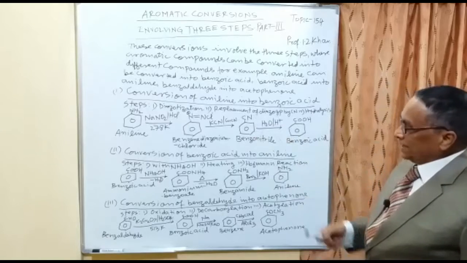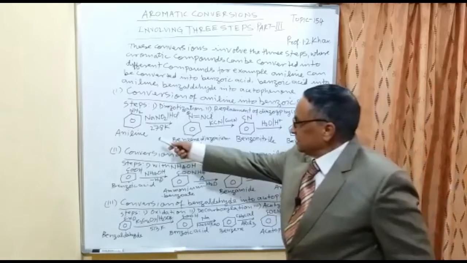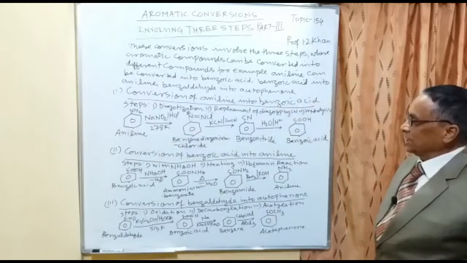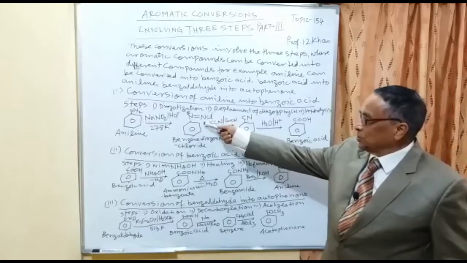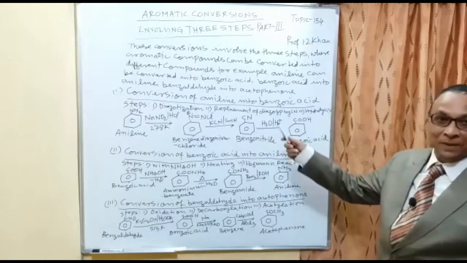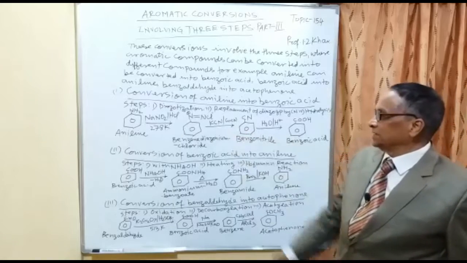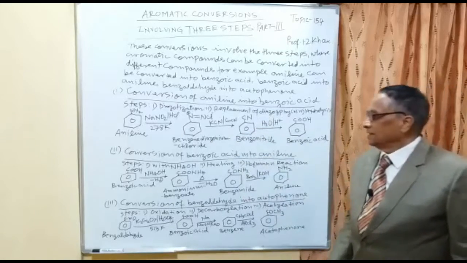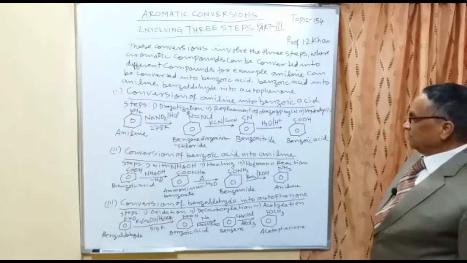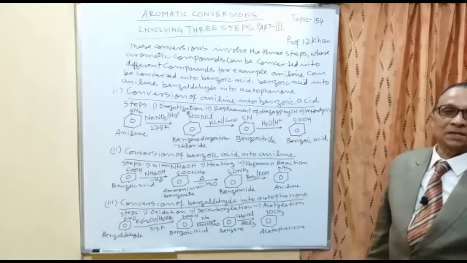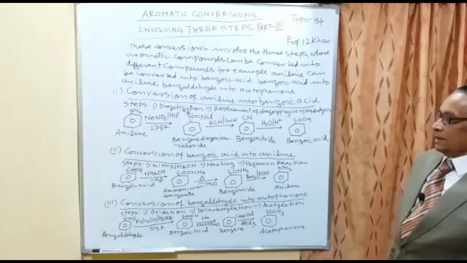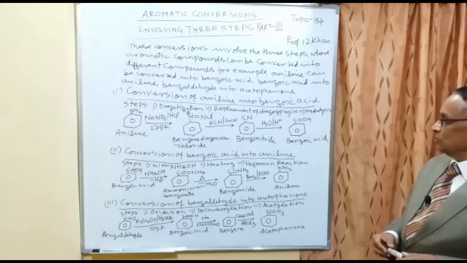In the first step, aniline will undergo diazotization. That is, when aniline is treated with NaNO2/HCl, diazotization will take place and a diazonium salt will be produced, that is C6H5N2Cl, called benzene diazonium chloride. And when this benzene diazonium chloride is treated with KCN, the diazonium group will be replaced by the cyanide group and you will get benzonitrile, and then it is subjected to acid hydrolysis. It is converted into benzoic acid. So in this way, aniline can be converted with these 3 steps into benzoic acid.